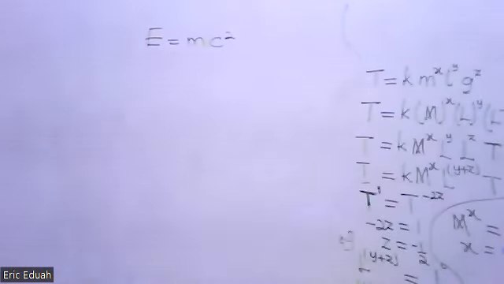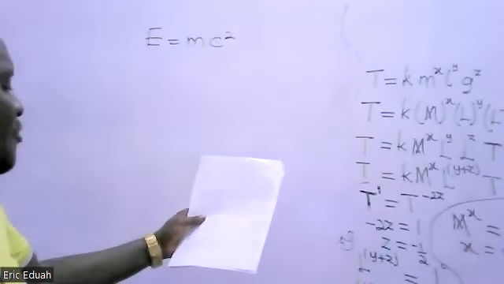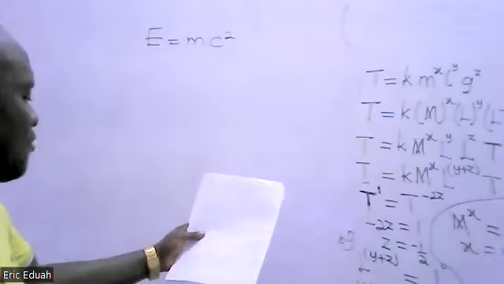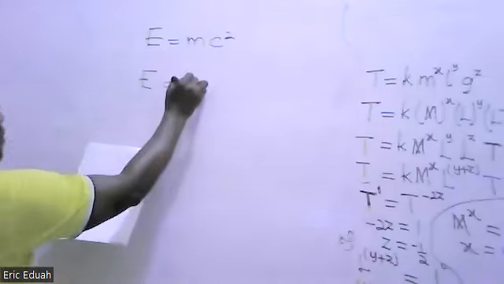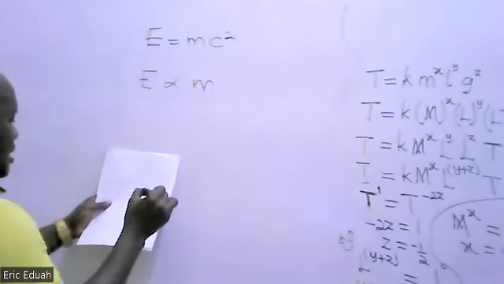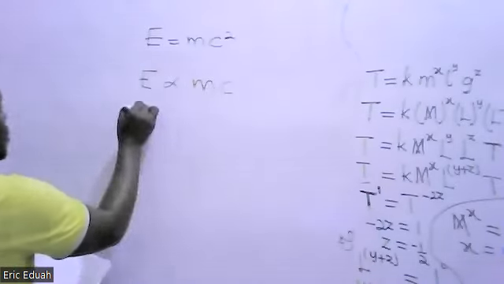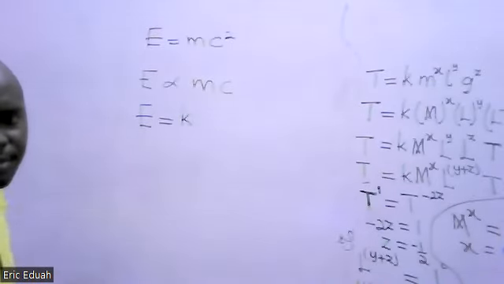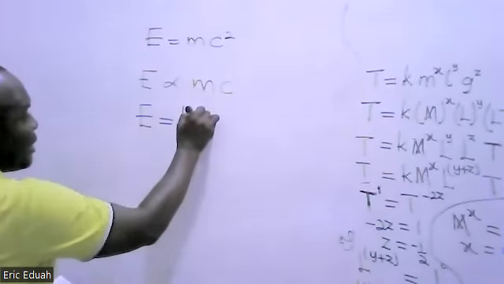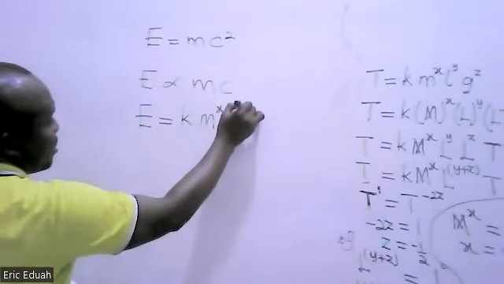Okay, let's quickly go through. We have about 3 minutes. The energy E of a photon depends on the mass and velocity of light c. So E is directly proportional to mass and velocity of light c. So E is equal to a constant of proportionality k, M to the power x, C to the power y, with x and y unknown.